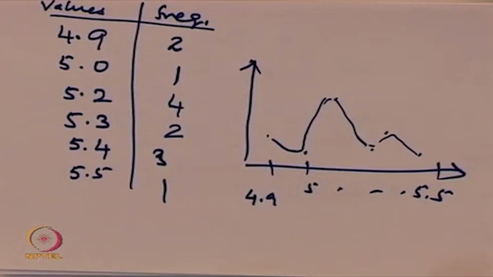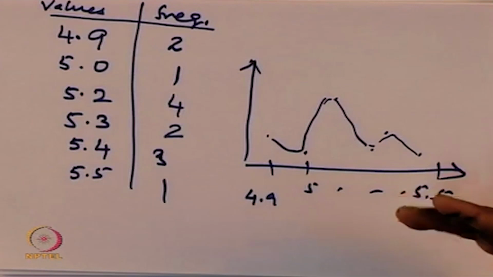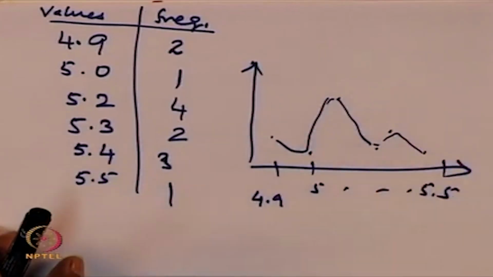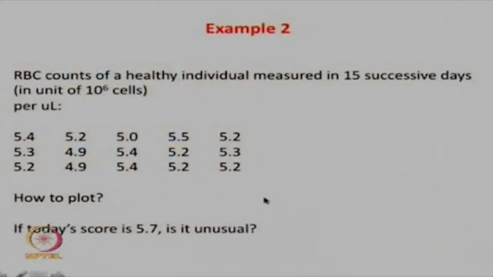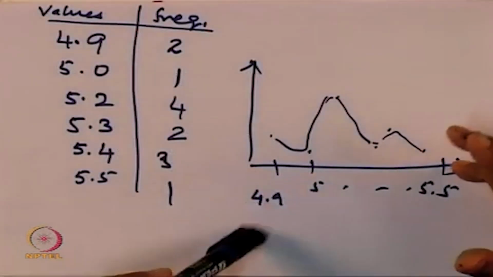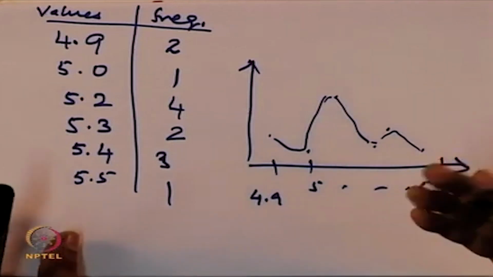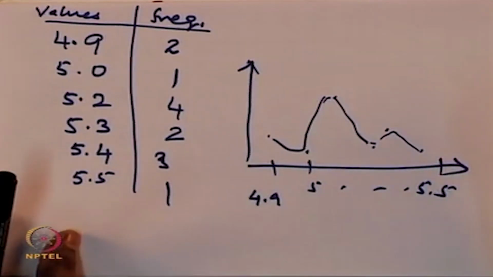Okay. Now, this is too few numbers, so it is difficult to comment on it, but let us say I ask you the following question. These are your values for the last several days and today's score is 5.7, is it unusual? You can clearly see from your existing histogram that there is no 5.7 value. So, one would argue that 5.7 is a little bit unnatural, maybe you are suffering from some disease or infection. So, it warrants a doctor's examination. Okay.